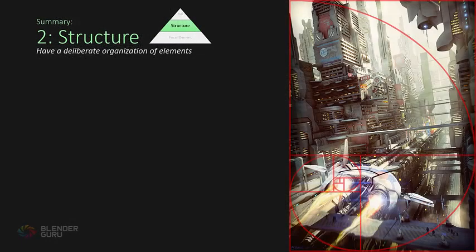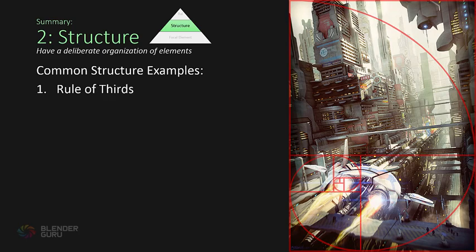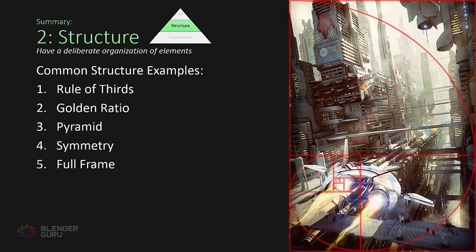All right, so that is structure, having a deliberate organization of elements. Any structure, doesn't matter which, provided there is something that the viewer can orient themselves to. Rule of thirds, golden ratio, pyramid, symmetry, full frame. Those are 5 you can try out. If you're just starting out, I'd recommend rule of thirds, because that's really one that is just tried, true, proven, works really well. So give that a go.